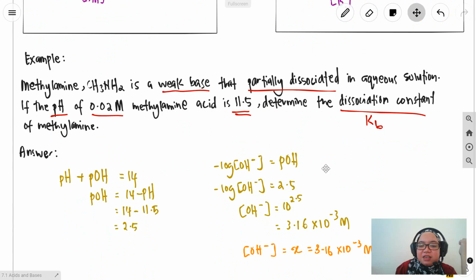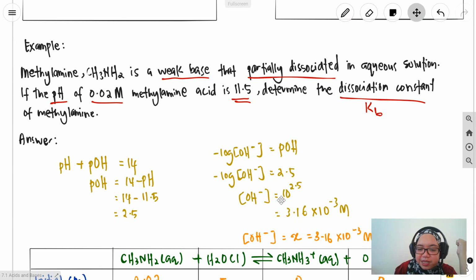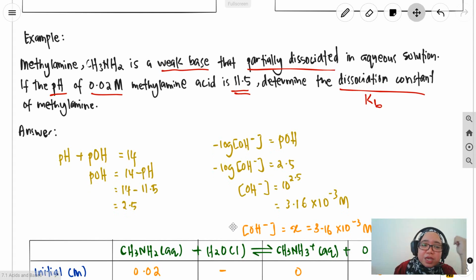Yes, we can find the concentration of OH minus. So, kita dapat concentration of OH minus here is 3.16 times 10 to the power of negative 3 molar. Okay, so kita kena guna cara untuk weak acid and base, we have to use this ICE table from the chapter 6 yang kita dah belajar dulu.